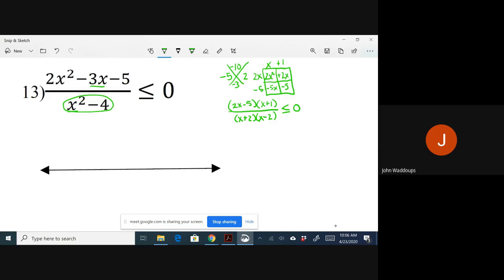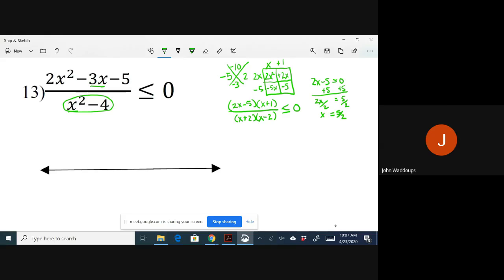So we take each one of these and find the zeros. Sometimes it's easier, like in the prior examples, but for 2x minus 5, we can just set this equal to 0. We add 5 to both sides, and we get 2x is equal to 5. And we divide by 2, and x is equal to 5 halves.